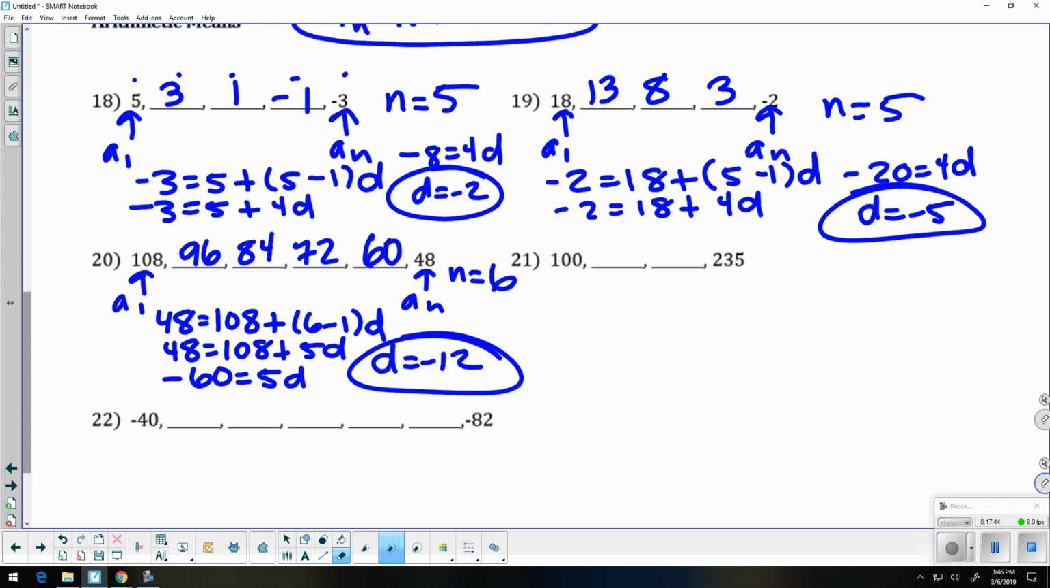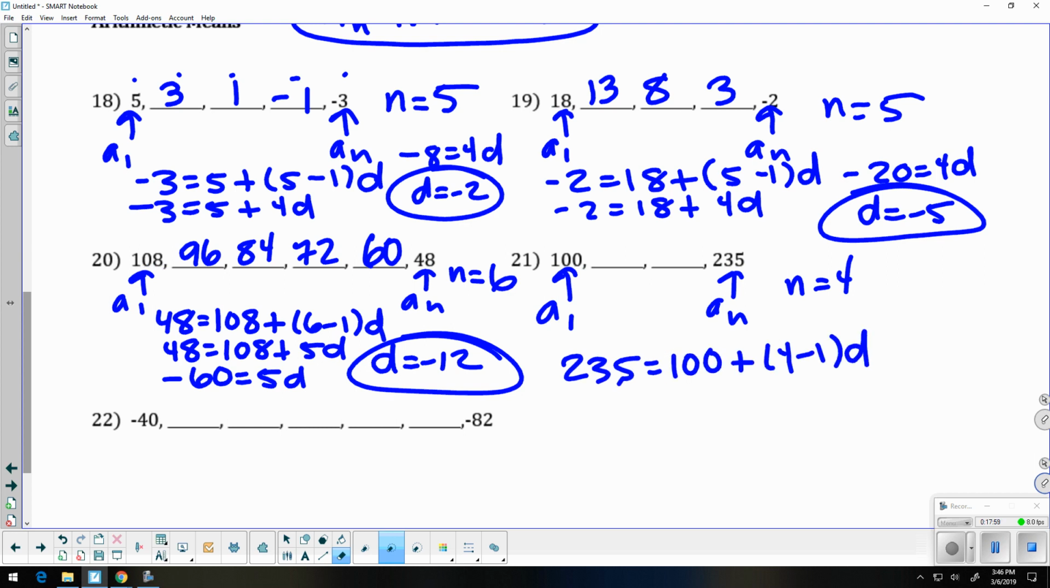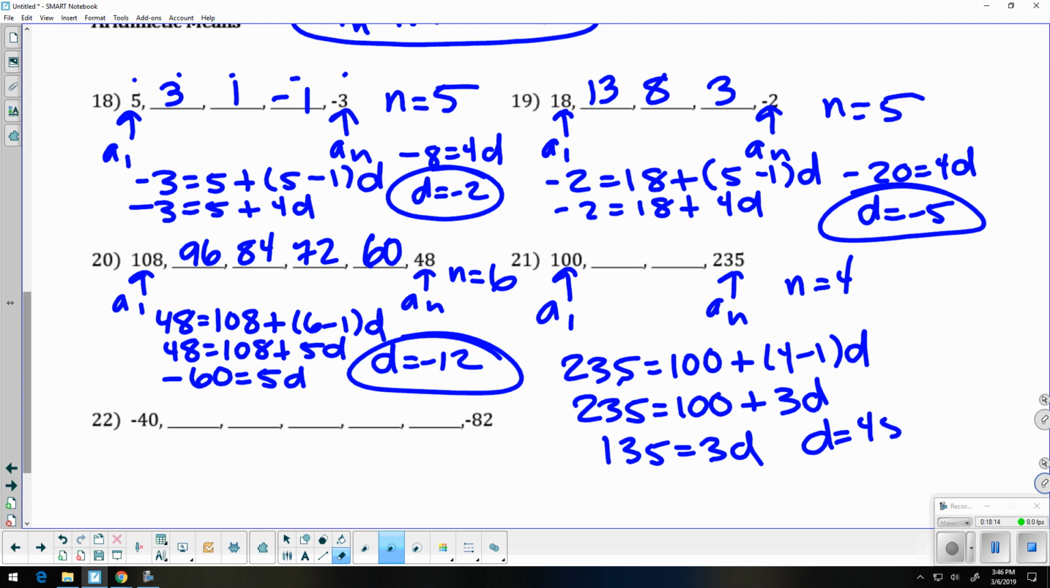Okay, we'll just do one more. Let's try 21. Again, we see the first term and the last term. This one only has 4 terms altogether, so plugging this into our formula, 235 equals 100 plus 4 minus 1 times D. So 235 equals 100 plus 3D. Subtracting 100 is 135, and then dividing by 3, D comes out to be 45. D is positive, so you keep adding 45 to each term. This would be 145, 190, and then adding 45 more is 235.